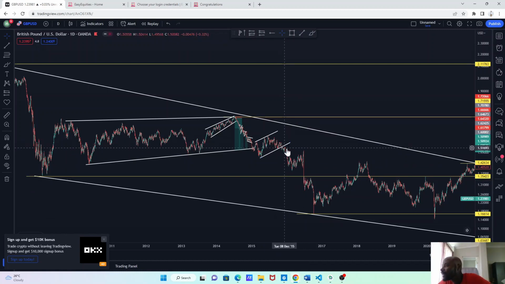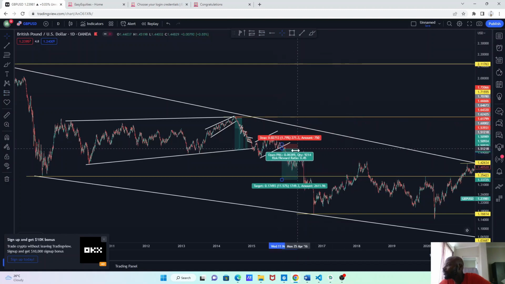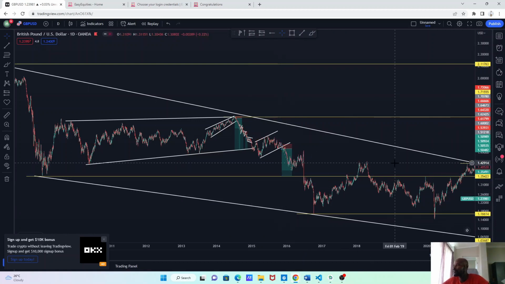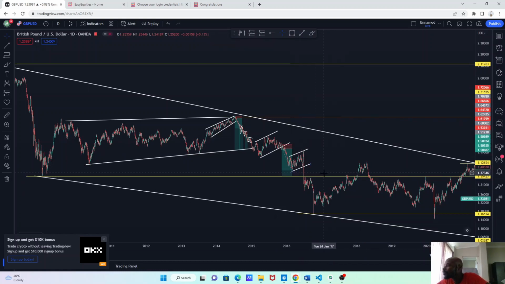Okay, once it breaks this channel, ascending channel, you can also enter. It's another opportunity there. You would target your lows. Target your lows there, and then what you can also do is, there's another one there which is showing a continuation play.